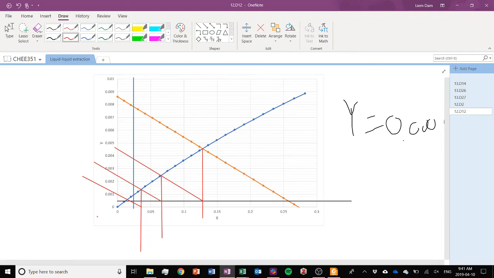And there we go. So now the last operating line forms an equilibrium past our target concentration. And so now we know that we need 4 stages in order to achieve the level of separation we need.